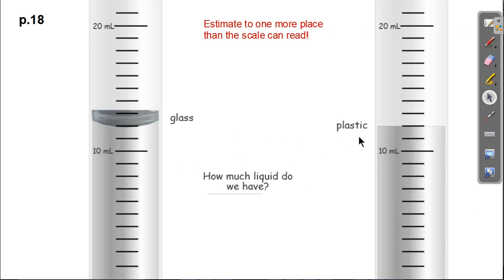So back to this picture: plastic, straight line, there's no meniscus, just read what it says. When you have the meniscus, keep everything on a flat surface when you're trying to read it, and read the bottom. Okay, I cannot emphasize how important this is. And always give me one more digit, one more place, than the scale can read.